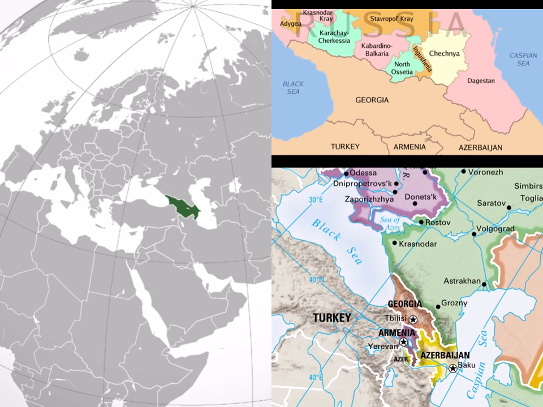Here you have several maps of the Caucasus region. On the left, you have the entire region, including the Russian republics and the independent nations. At the top, it'll show you the Russian republics, some of the ones I mentioned. And at the bottom right, you have the independent nations of the Caucasus region.